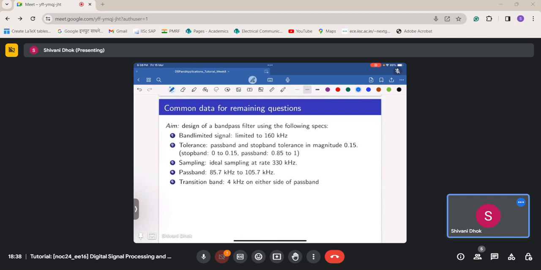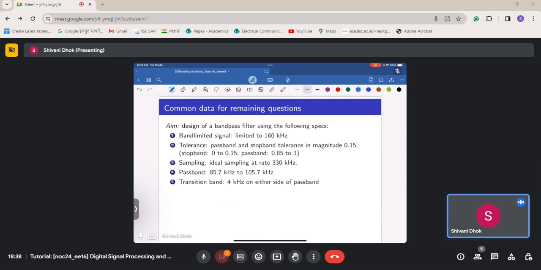Okay. So the coming questions of whatever I have planned are basically all related to filter designing. So I'll take a simple small example for filter designing for a band pass filter. And for all the remaining questions which I am having, I shall refer to only this particular data.